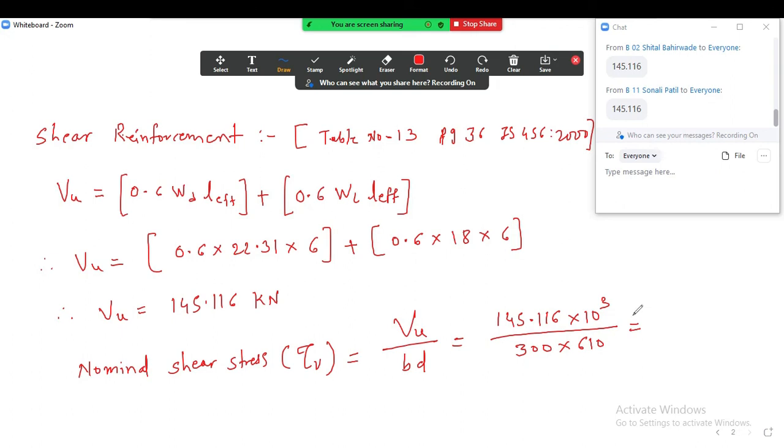We need to check now whether tau V is greater than tau C or tau V is less than tau C. The permissible shear stress is tau C, and the nominal shear stress, that is the shear stress developed in the beam, is tau V. Now whatever value we are writing over here, 0.792 Newton per mm square, ही जी व्हॅल्यू आहे 0.792, this is the value of tau V.